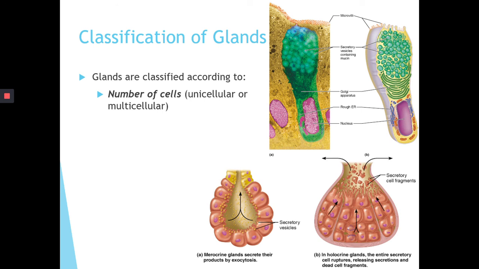Unicellular glands are typically scattered within epithelial sheets. And when we talk about multicellular glands, they're typically going to be growing inward within the epithelial sheet lining and kind of going down into the connective tissue.